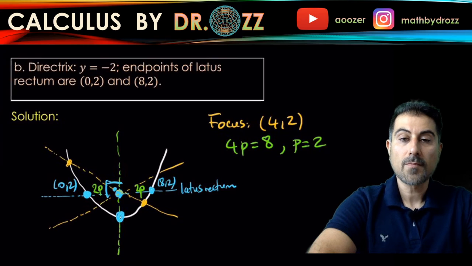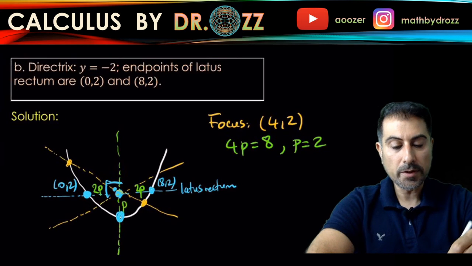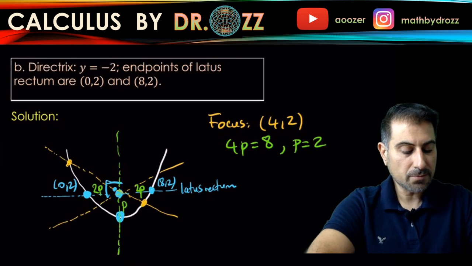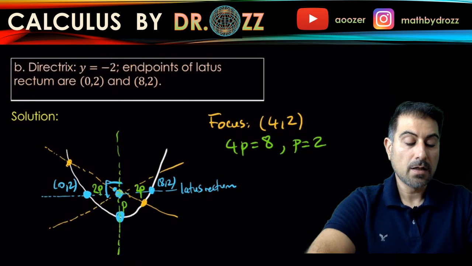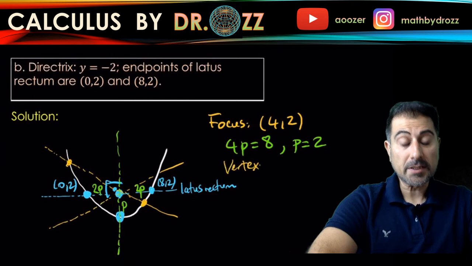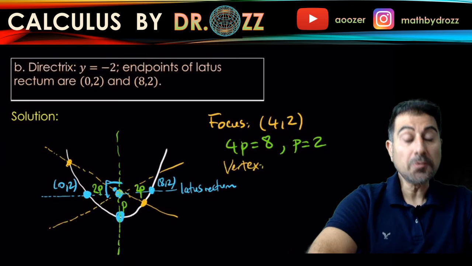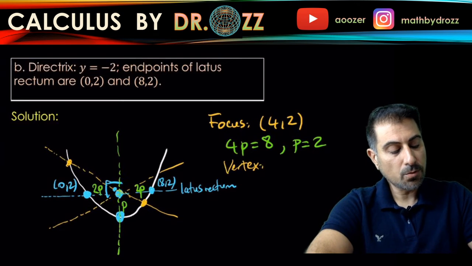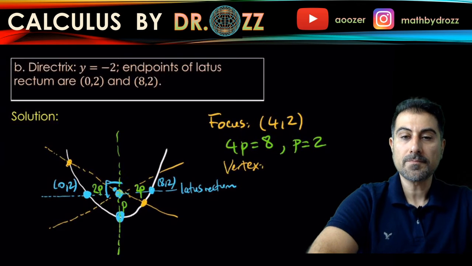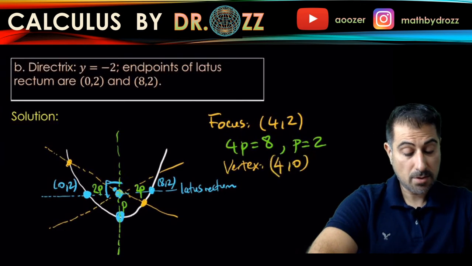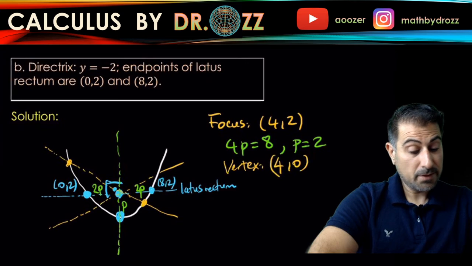Since we know the coordinates of the focus, we can write down the coordinates of the vertex. That's only 2 units below the focus, right? So that's going to be (4, 0). All right, so we have the vertex, and we have p.